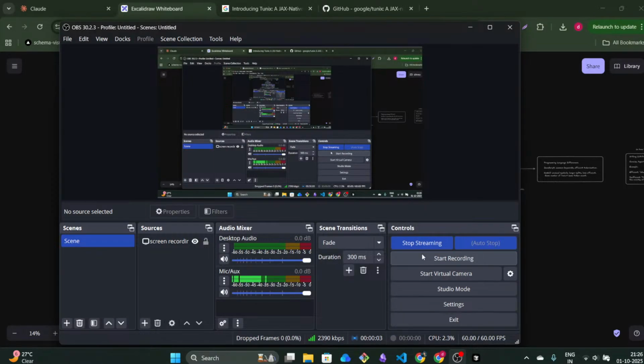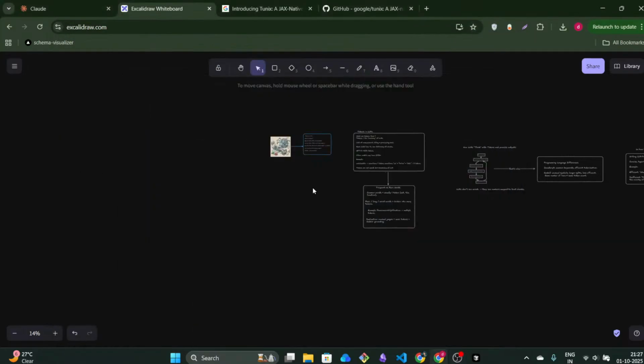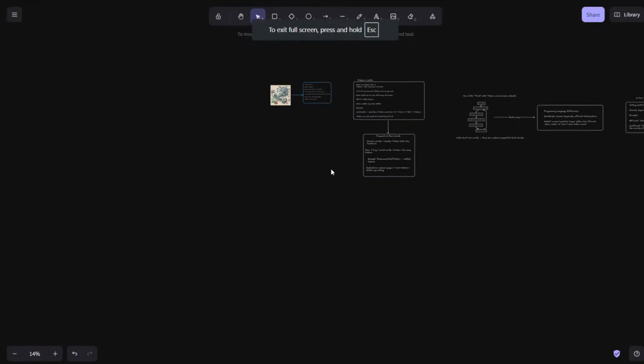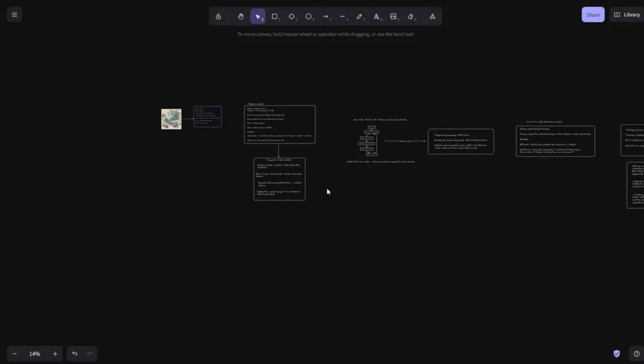Is it working or not, is the audio audible? I think it is. Let me check if it's online or not. It's streaming. Check again. Okay, it's working. So the audio, is it working right now? Is the audio audible? I think it is. Let me check it again. Oh yeah, it is. Okay, it's good to go.